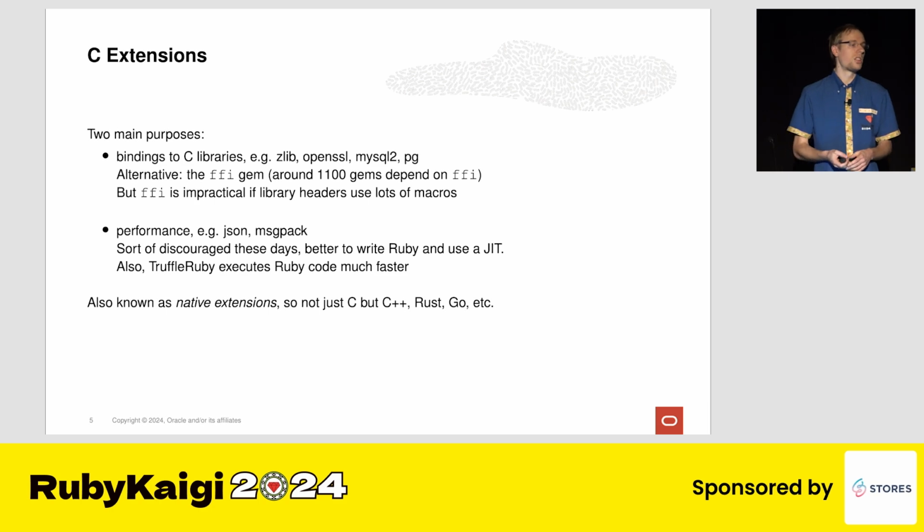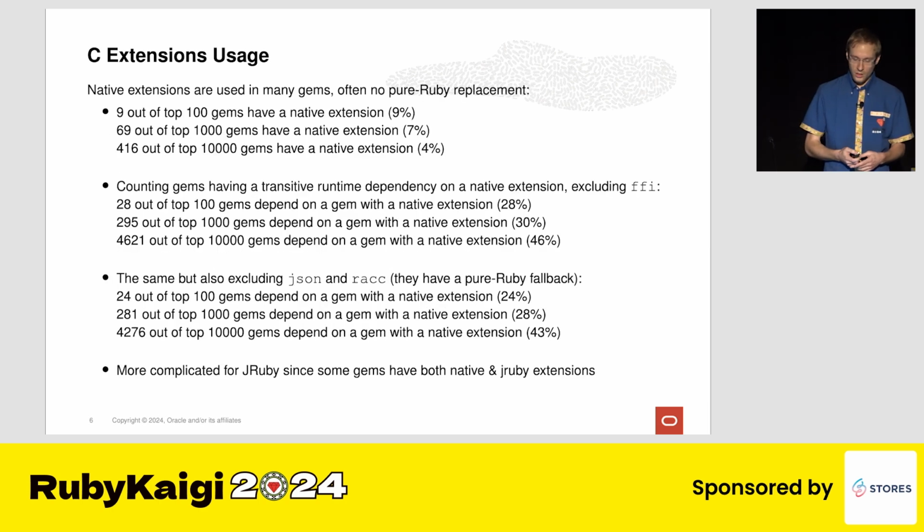So far I've talked about C extensions, but what I really mean is native extensions, because it's not just C, but you can also do it in C++, in Rust, and other languages. And if we look at the usage, if we just count amongst the top 10,000 gems by number of downloads, how many of them have a C extension, it's only 4%, which doesn't sound like so much.